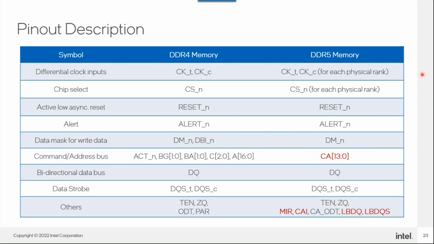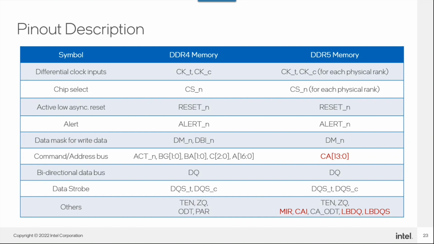So here, mostly all the pinouts between the DDR4 and DDR5 protocol are identical, such as the differential clock inputs, the chip select, the reset, and the alert pins. However, for the data mask inverted signal, DBI, these pins are not available, or data bus inversions are not available for DDR5 devices. They are only DIMM.